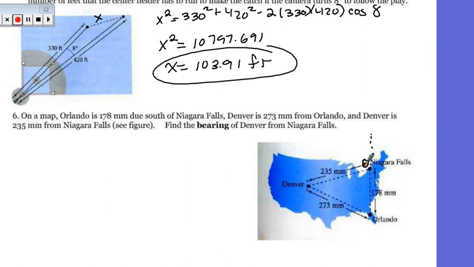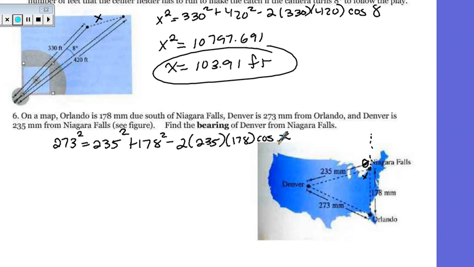We do have a side-side-side case here, so I need to find this angle, and then I'm going to take the linear pair to it to get the angle that we're actually looking for. Remember, with side-side-side, we do need to find the biggest angle first. It just so happens that the biggest angle is across from the biggest side, so that will make it just a one-step problem for us. So we're going to have 273 squared is equal to 235 squared plus 178 squared minus 2 times 235 times 178 times the cosine. I'm just calling that x right now.